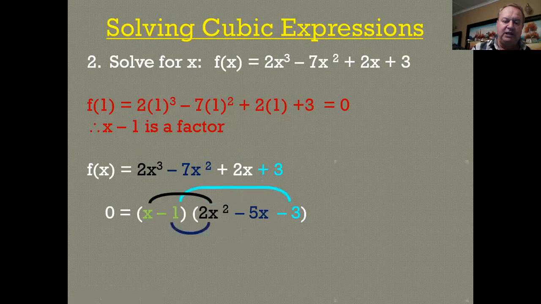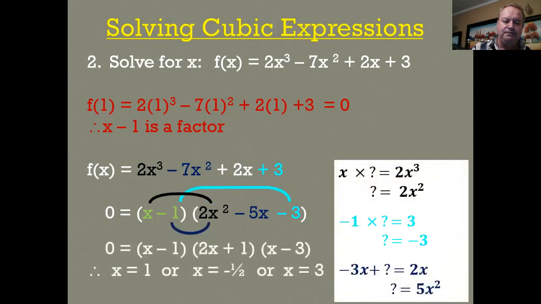Right, I'm going to re-explain that concept again. I say x times what gives me 2x cubed? Divide 2x cubed by x, so that is 2x squared. First term, 2x squared. Then -1 times what will give me 3? Divide 3 by -1, so that is -3. So my last term is -3.